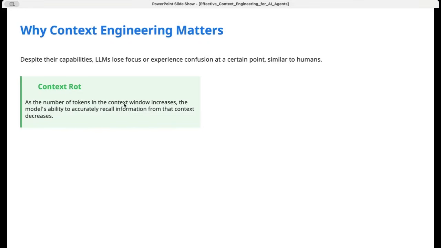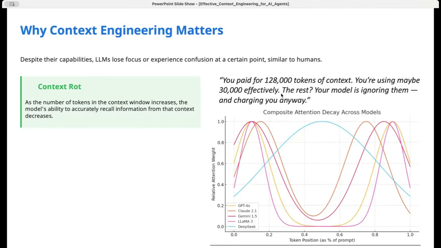As the number of tokens in the context window increases, the model's ability to accurately recall the information and answer questions or requests accurately will decrease. The message is, yes, you pay for 128K, or maybe you pay for 1 million tokens of context. Basically, that's how many tokens can be accepted by the LLM. But in the end, you may be effectively using just 30K. The rest, the model is just ignoring. They are still charging you anyway. So that's the finding people see.